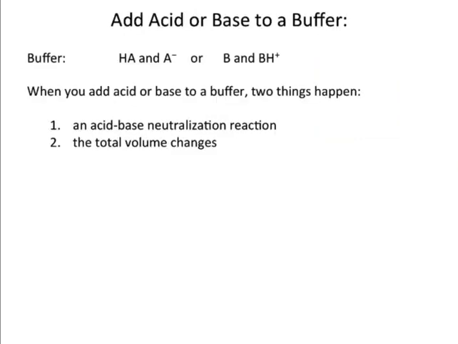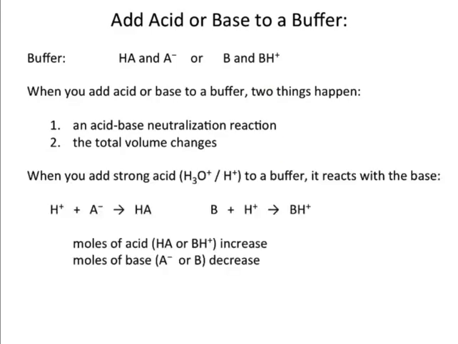Okay, so you have a buffer. Remember, a buffer is a weak acid and its conjugate base, or a weak base and its conjugate acid. All right, so when you do this, two things are going to happen. One, you're going to have an acid-base neutralization reaction, and two, you're going to have new volume. All right, so the acid-base neutralization is the one we're going to focus on at the moment.